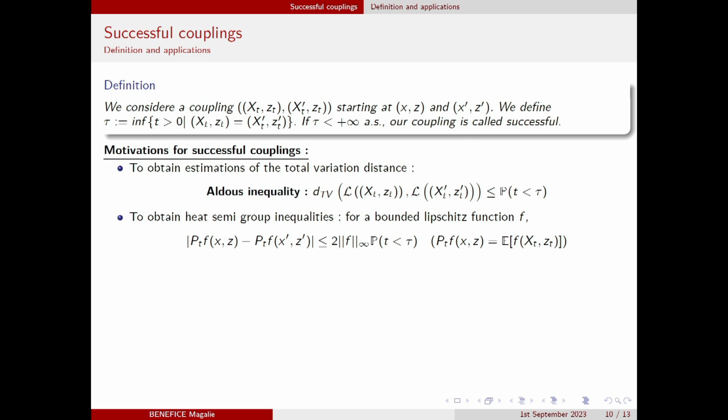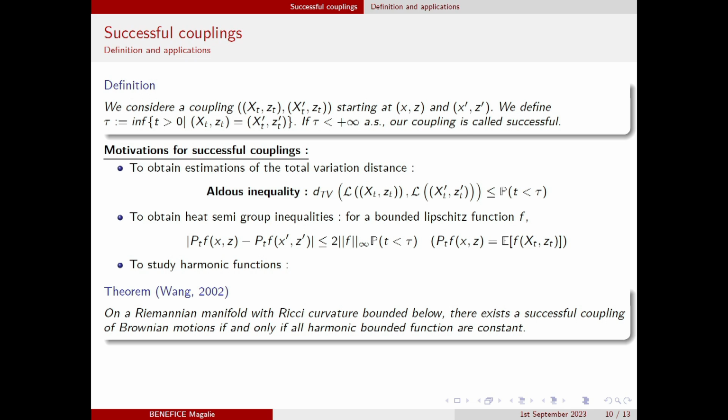Another thing that I can have is relations about the heat semigroup. So here is the heat semigroup, the semigroup associated to my sub-Laplacian, and I can see that it is also given by the mean over my process at time t. So I can show very simply also that the difference of the two heat semigroups at points (x, z) and (x', z') is bounded by these coupling rates for all Brownian motions starting from these two points.